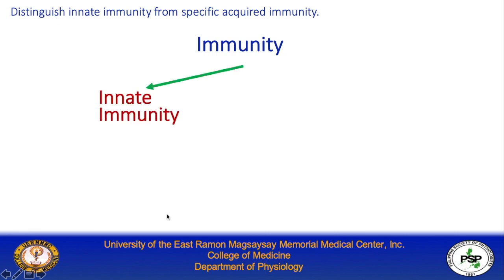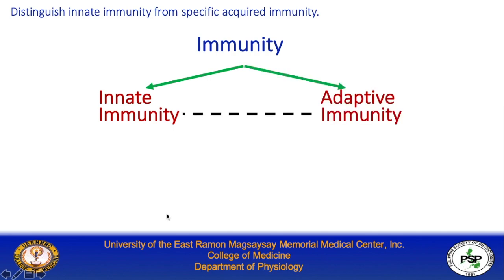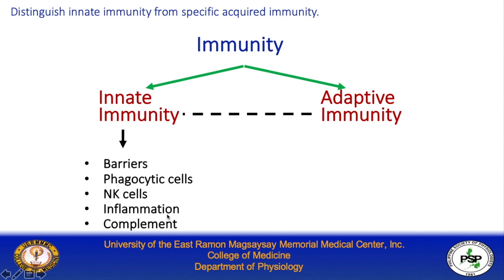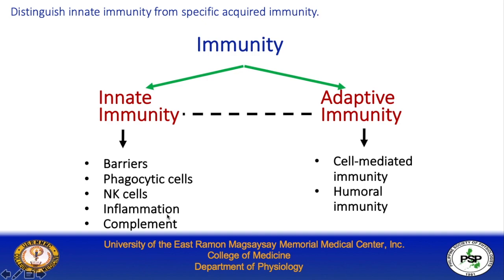So as I mentioned earlier, our immunity can be divided into innate immunity and adaptive immunity. But take note, they are not independent of one another. In other words, one depends on the other, or they are interdependent. These are the components of our innate immunity. And for the adaptive immunity, the cell-mediated is a function of your T lymphocytes, and the humoral immunity is a function of our B lymphocytes.